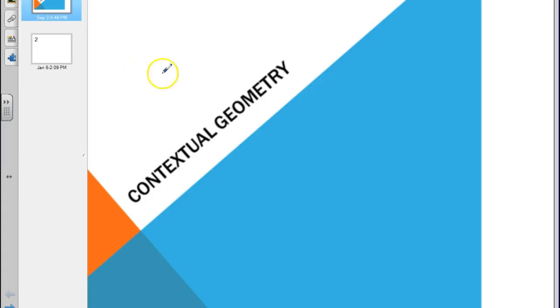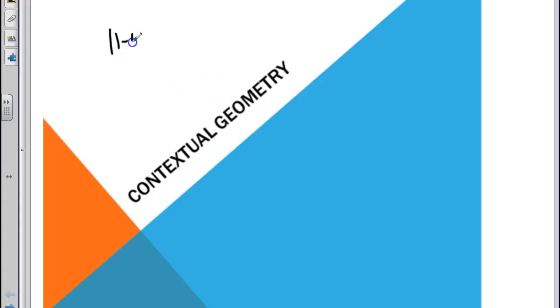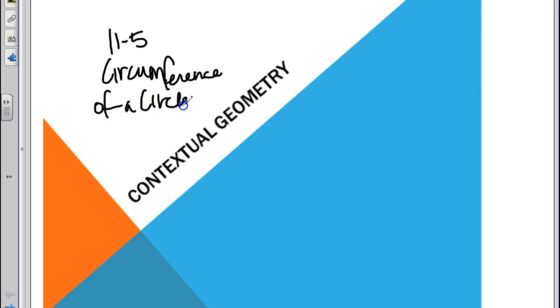circles. So this is 11.5, circumference of a circle. All right, let's get started.